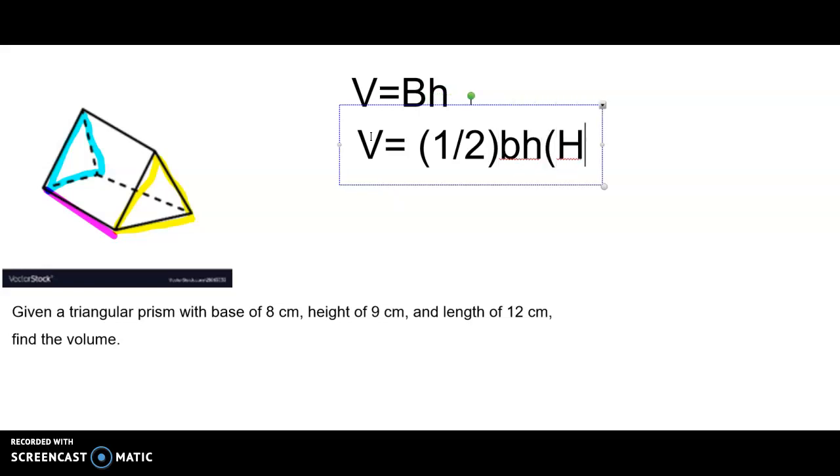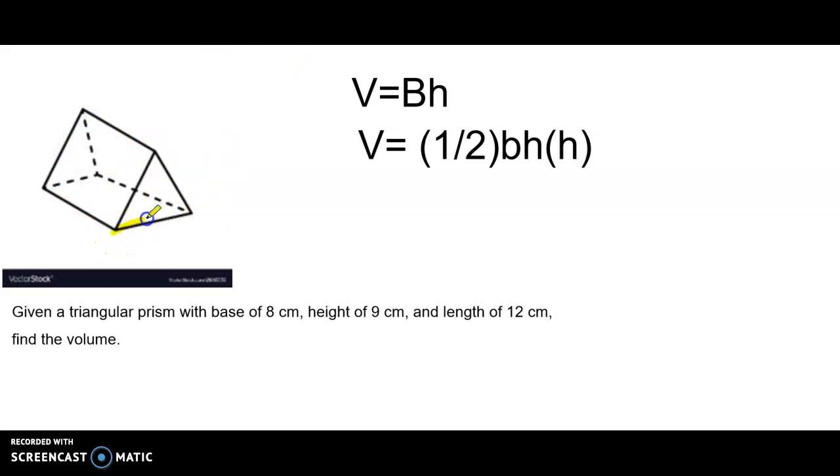And this is where it's a little confusing. I have to multiply by the height again, but it's not the same number. When we find the area of the triangle, let me erase this really quick and I'm going to show you what I'm talking about, we have to use the base times the height of the triangle. So this right here is how we find the area of this triangle.